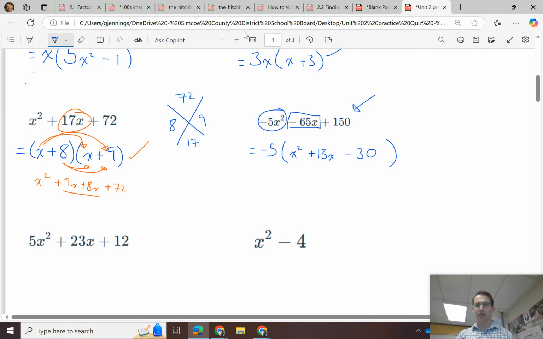It just hangs out. And then I play an x game where I'm multiplying to -30 and adding to 13. Those numbers are 15 and -2. So then we go here: -5 times x plus 15 times x minus 2.